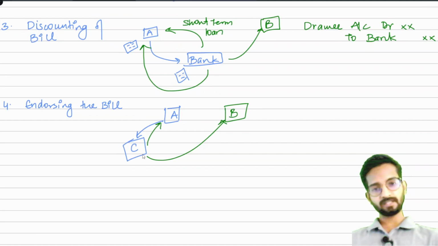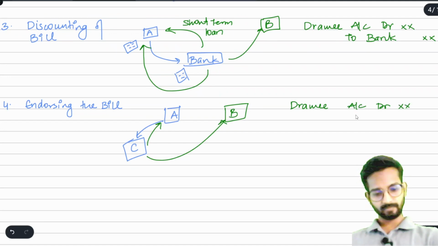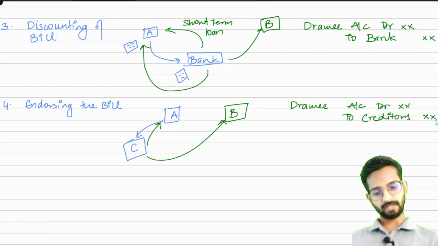So we are writing the journal in the books of A, and what will we write? We will write that I will take money from the drawee. Who is the drawee? B. So, drawee account debit. And to whom have I paid the money? To my creditor C. Drawee account debit to creditors. I have to pay money to him now. This will be our journal entry.